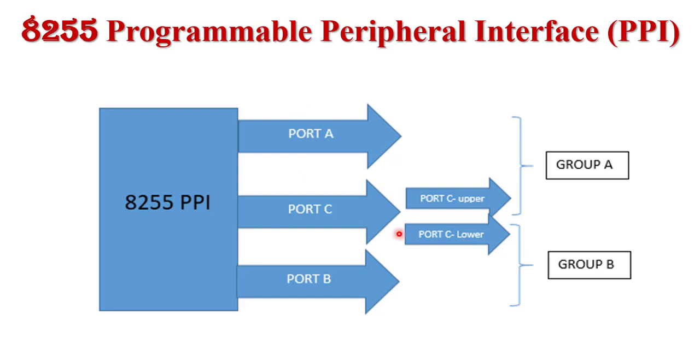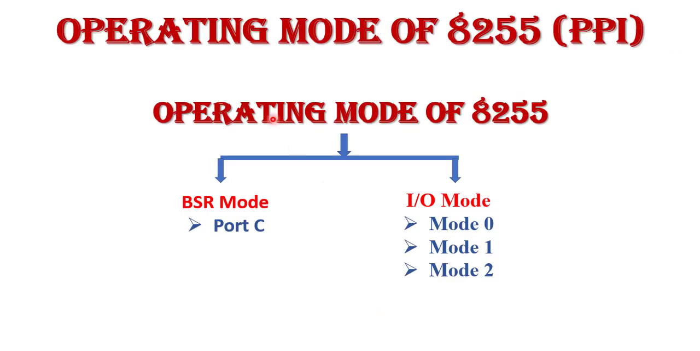Whether these ports work as input ports or output ports depends upon the mode of operation of 8255. So here I discuss the operating modes of 8255. 8255 basically works in 2 modes, BSR mode and input output mode. In my previous video, I have already explained the BSR mode, bit set or reset mode of 8255 in detail. The link to that video I will give in my description box.